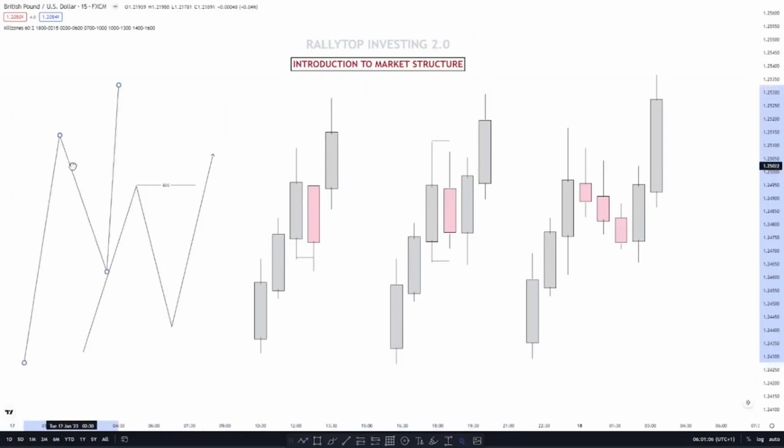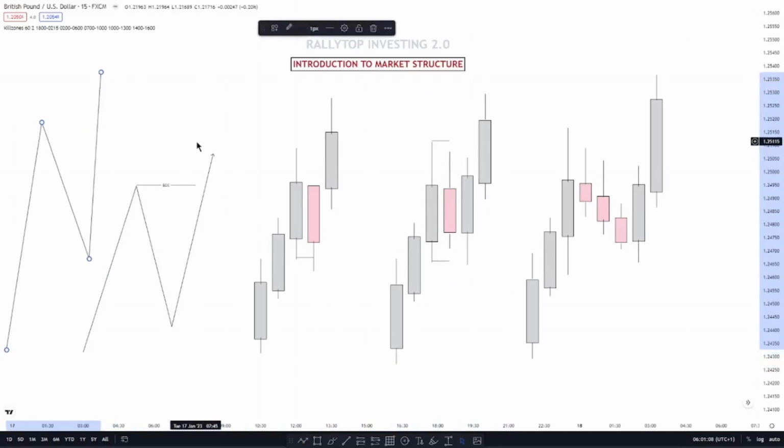Does it not look alike? Take a look. It looks alike. It is just as this. This is the break of structure. Can you see that? I want you to understand that.